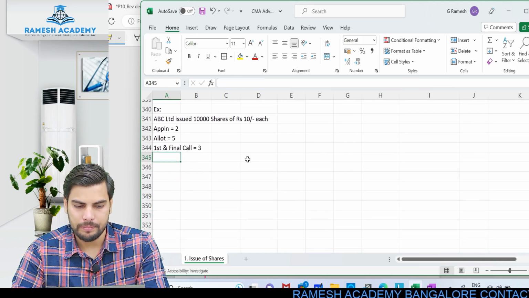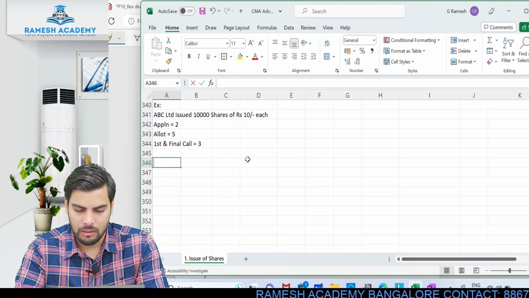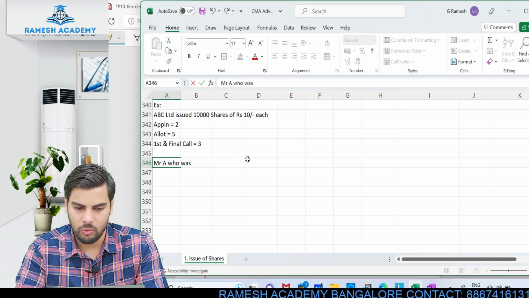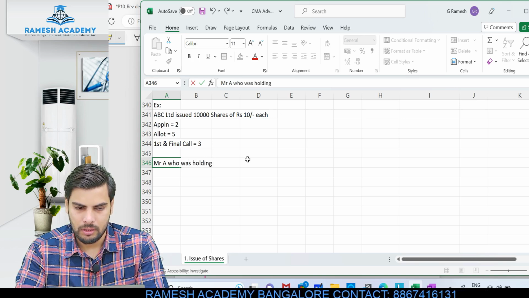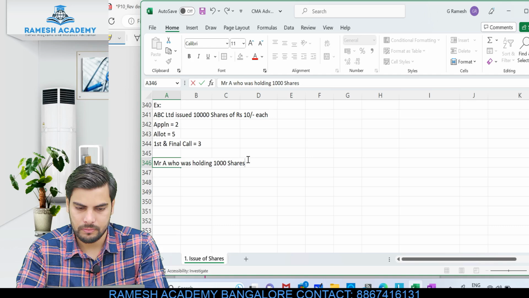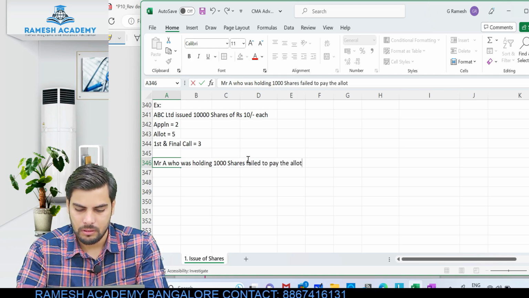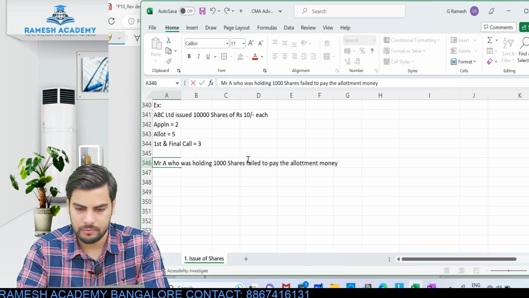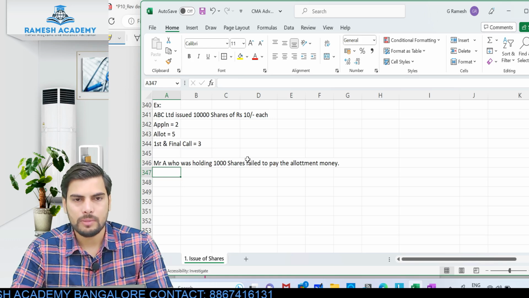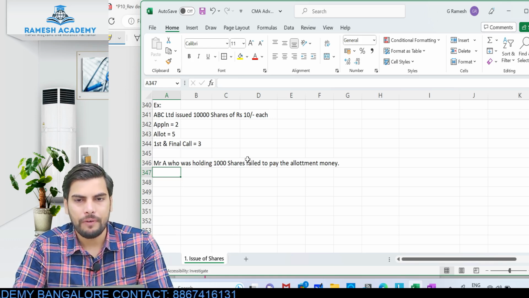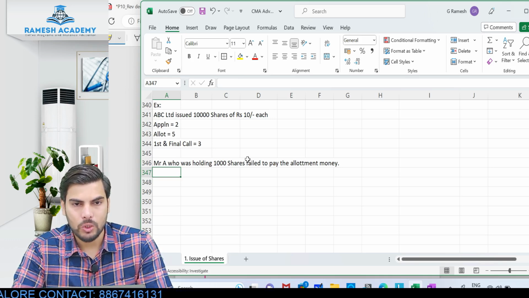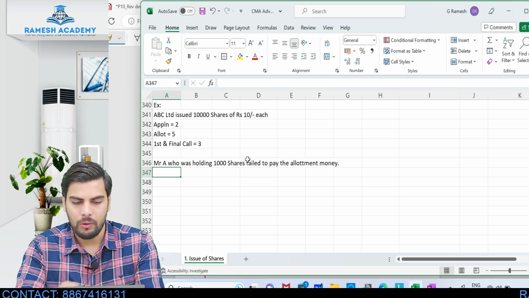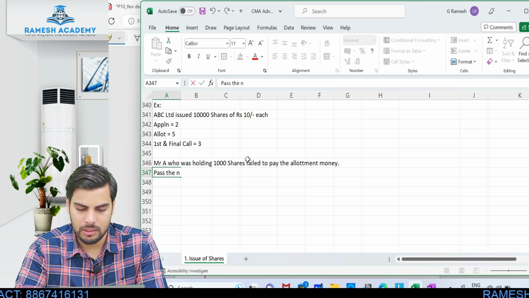Now let us say Mr. A, who was holding let's say 1000 shares, failed to pay the allotment money. So Mr. A, who was holding 1000 shares, failed to pay this particular allotment money. So it would be treated as what? It would be treated as calls in arrears. Now pass the necessary journal entries.